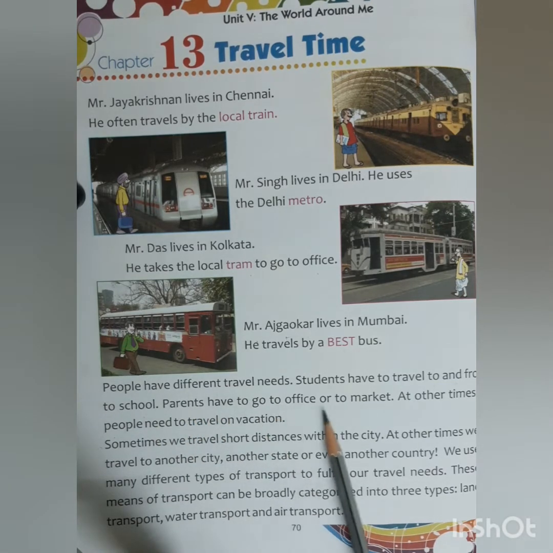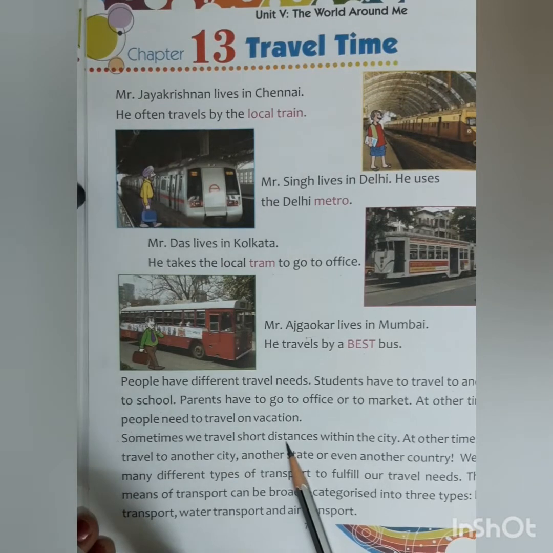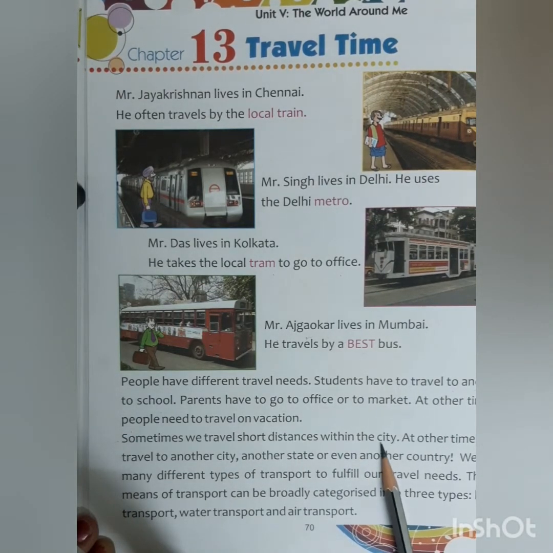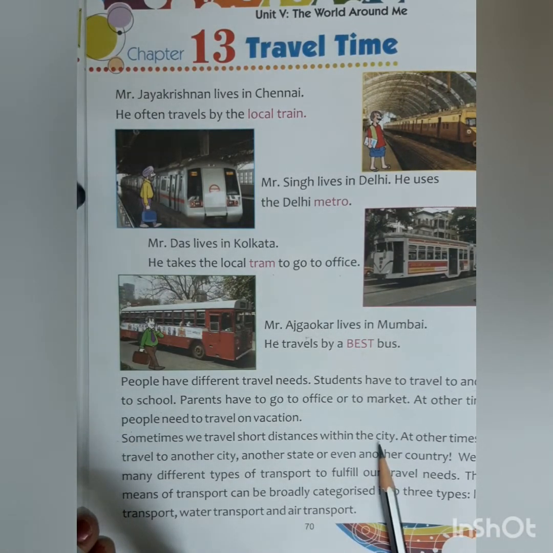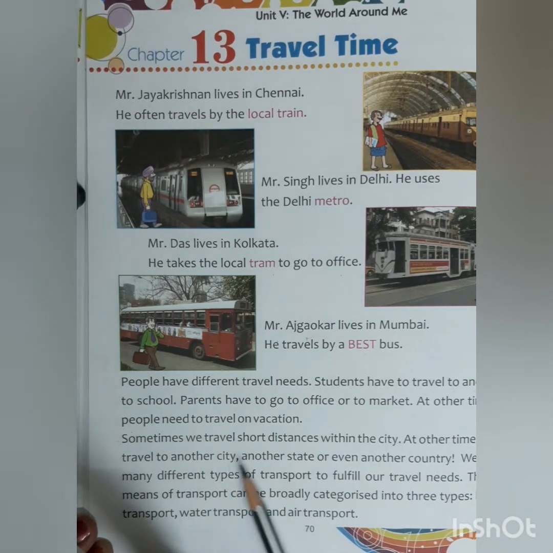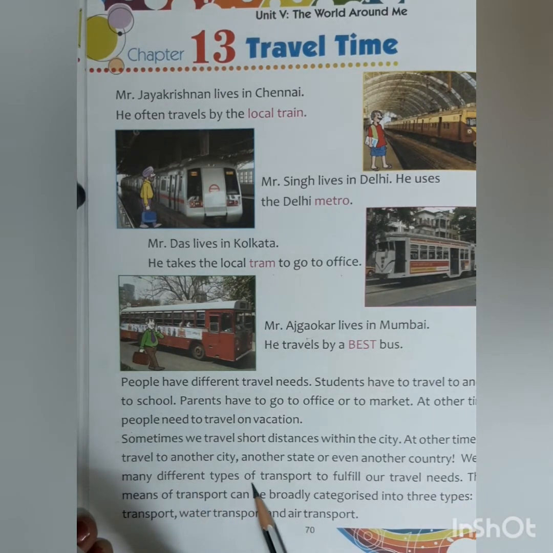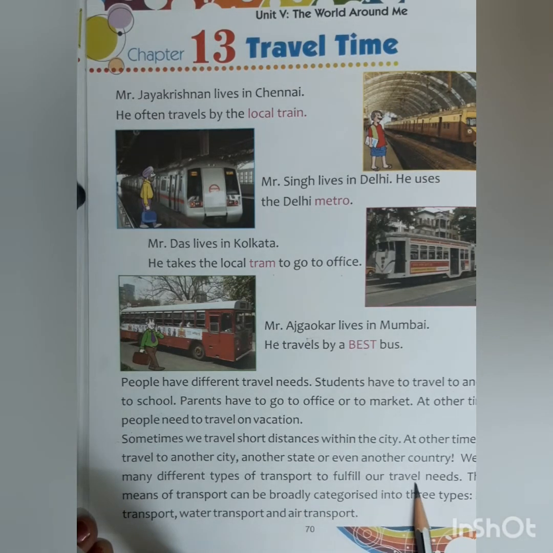Parents have to go to office or to market. At other times, people need to travel on vacation. Sometimes we travel short distances within the city. Sometimes we travel short distances, which means very close by, inside the city itself. At other times we travel to another city, another state, or even another country. We use many different types of transport to fulfill our travel needs.